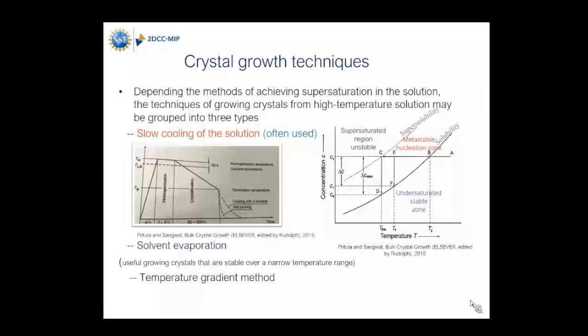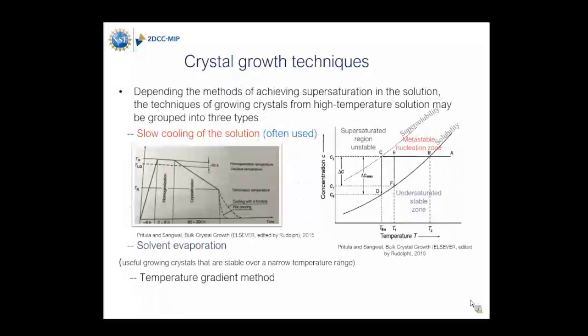The cooling rate usually is between 1 and 3 degrees C per hour. That's what we usually use. The slow cooling ensures we will enter the metastable nucleation zone. If you do very quick cooling, like 50 degrees C per hour or 100 degrees, you will jump into this region, and then in that case, you just have homogeneous nucleation. For that, you cannot get large crystals.